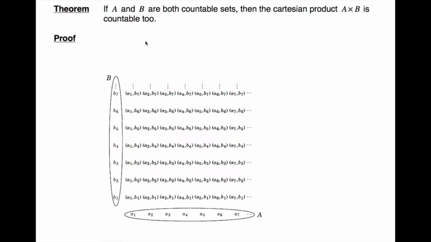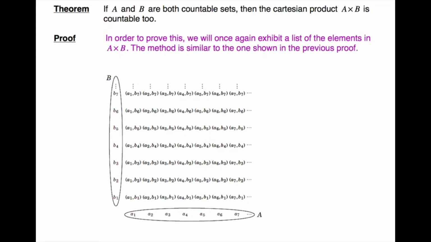Using a similar strategy, we can show that if we have the Cartesian product A cross B of two infinitely countable sets, A and B, then this Cartesian product is also infinitely countable. So in order to show that, we will once again exhibit a list of the elements in A cross B. The method is similar to the one shown in the previous proof.